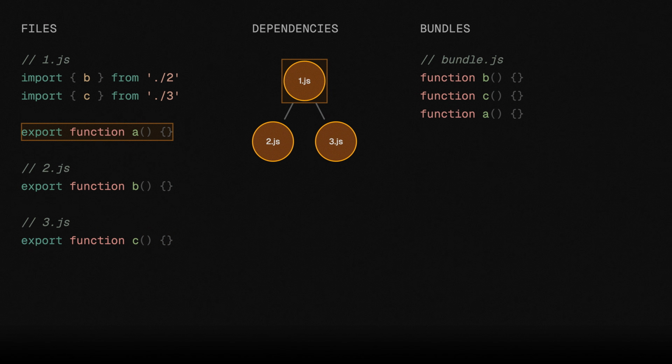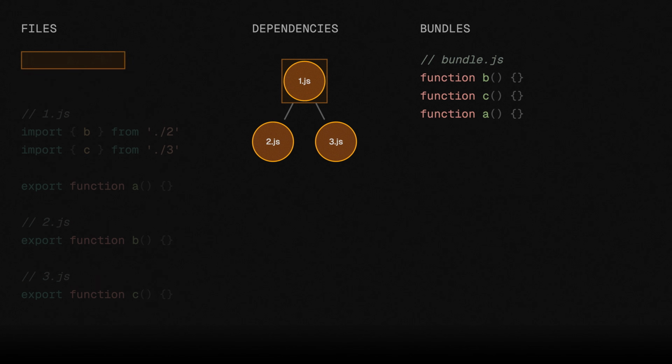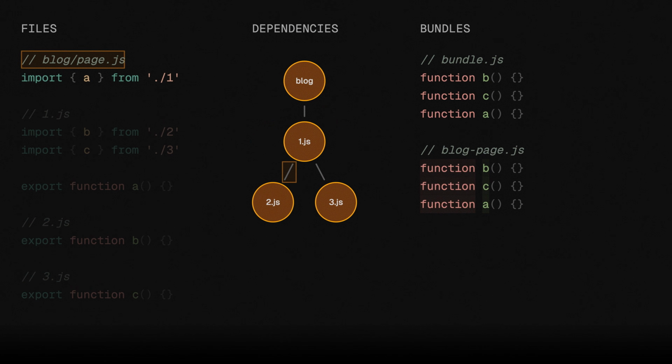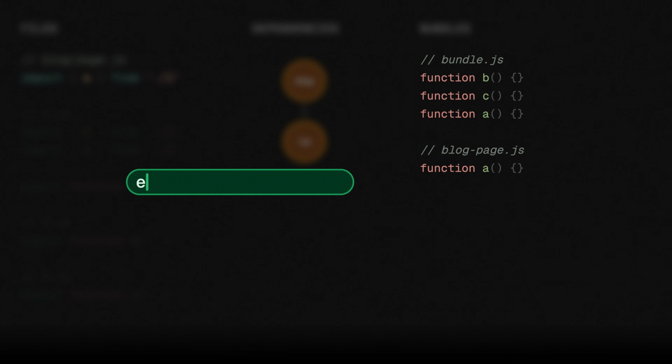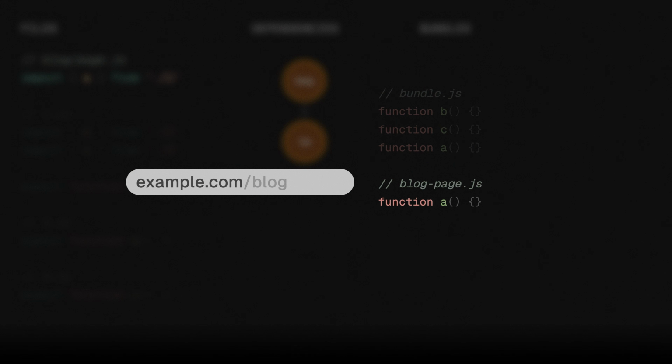During bundling, we may also choose to slice our single bundle into smaller chunks. For example, we might code split by route and tree shake unused relationships. This means that when a specific route is visited, only the code needed for the route is loaded on the client.